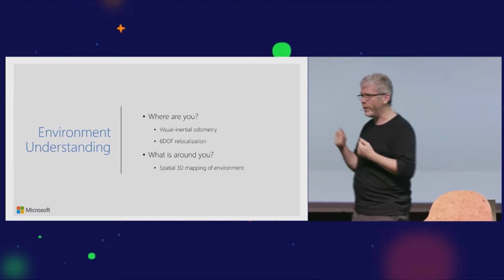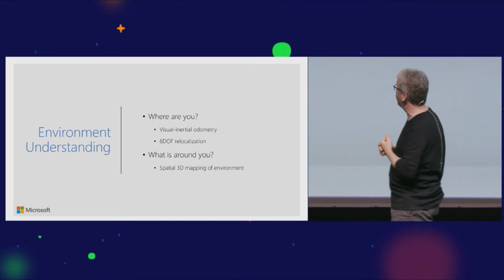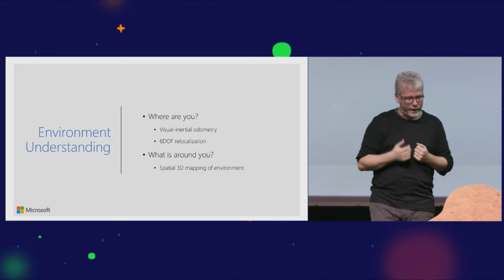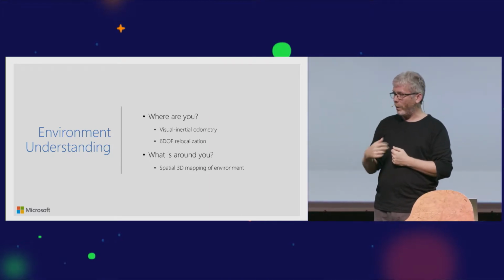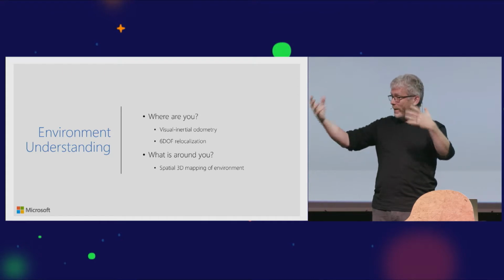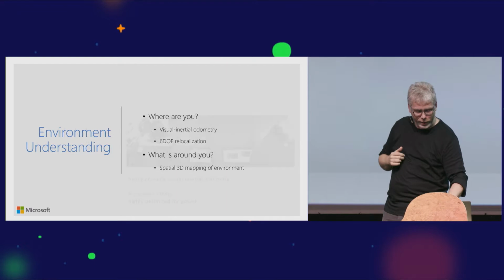On the one hand is visual inertial odometry, so just think of your own motion through space, the motion of the HoloLens through space. On the other hand, also knowing when we revisit a space, so that the elements we had placed in the world, we can retrieve and recuperate them. And then also understanding what's around us.